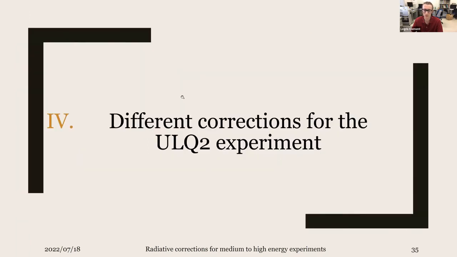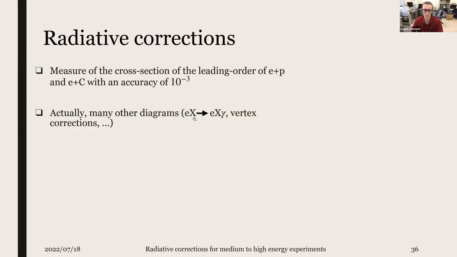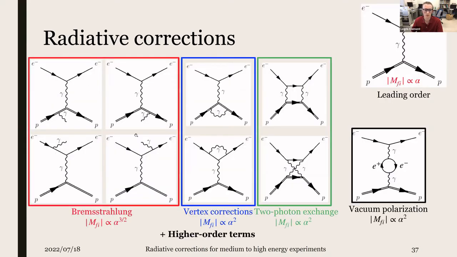Let me talk about the corrections for the ULQ2 experiment. In this experiment, we want to measure the cross-section of the leading order of the electron-proton and electron-carbon scattering with an accuracy of 10^-3. But we actually measure many other Feynman diagrams. There is Bremsstrahlung, vertex correction, two-photon exchange, and vacuum polarization, and of course higher order terms.